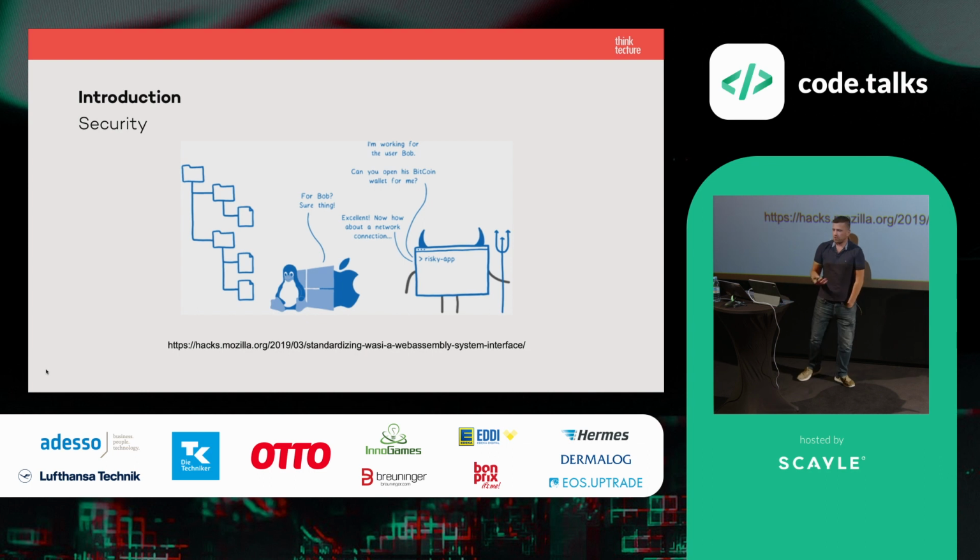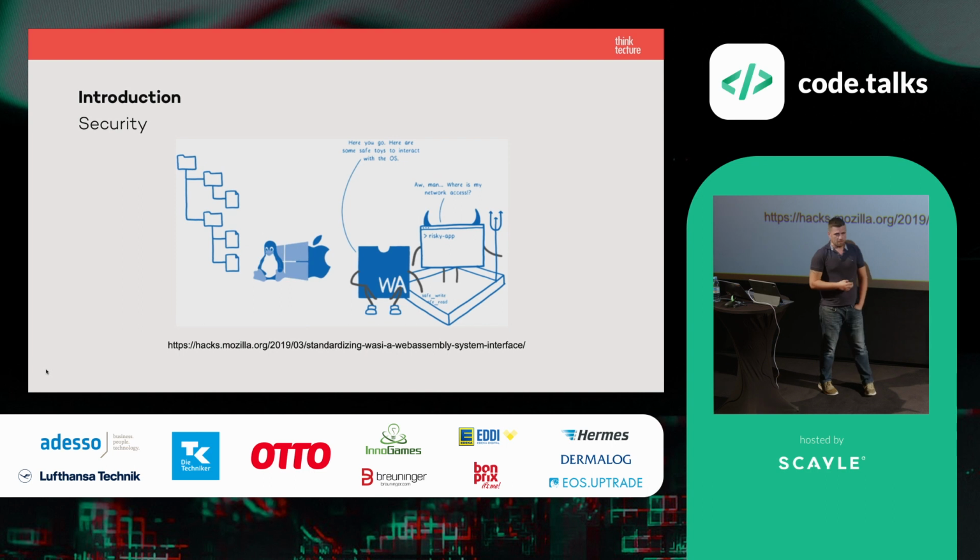So on a regular machine, my username is Thorsten here on my Mac. I am able to read files in most of the folders, and I'm able to issue outbound network connections. So it is a vector for me personally if I start a risky app. And with WebAssembly System Interface, we can provide or decorate applications with permissions.